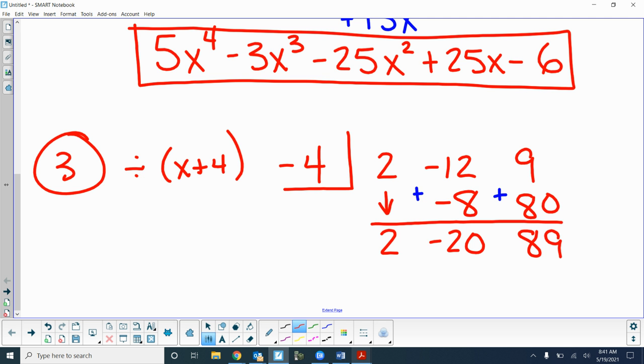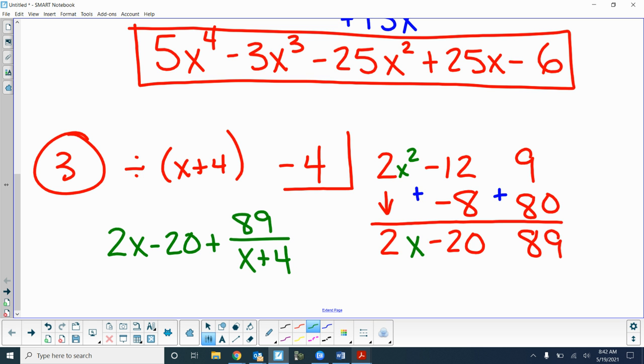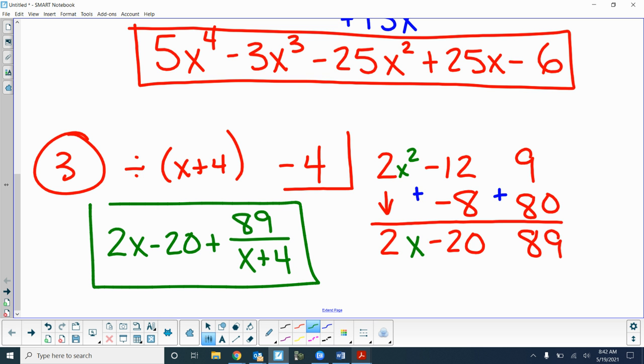Okay? So remember, this started out as 2x squared. So in our answer, what goes next to the 2? x. 1 less. Okay? So this would be an x here. What's the 89? Yeah, that's the remainder, right? So my answer would be 2x minus 20 plus 89 over x plus 4. That last number is my remainder.